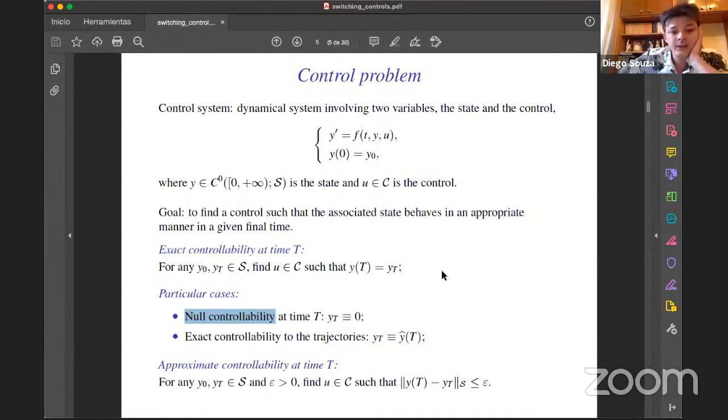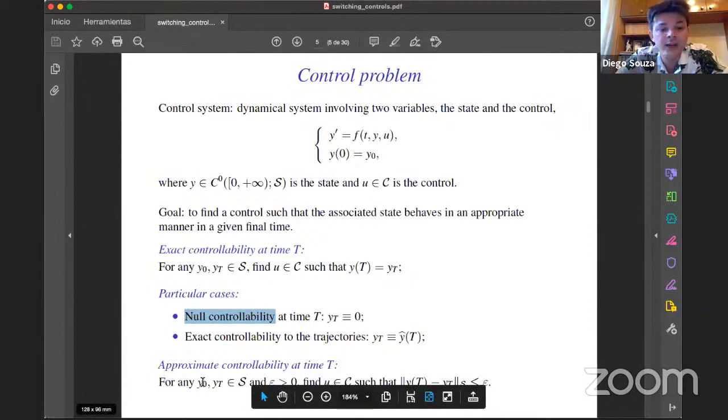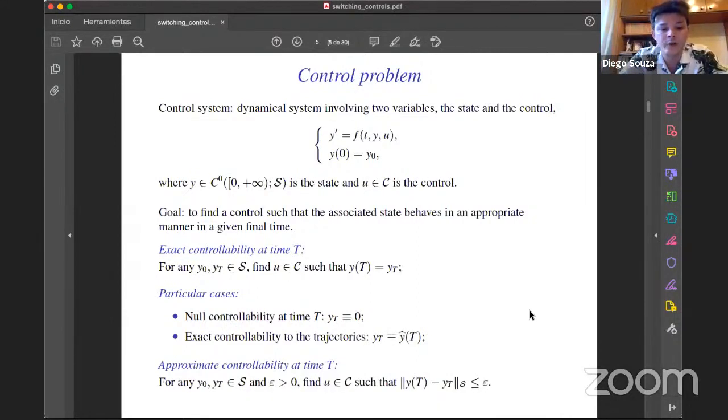Another definition of controllability is approximate controllability at time T, and in this case it is a weaker property than exact controllability. It means that for any initial data and any target and any neighborhood of the target, you always can find a control u such that your solution enters this neighborhood of your target. So we have four concepts of controllability: exact controllability, null controllability, exact controllability to trajectories, and approximate controllability.